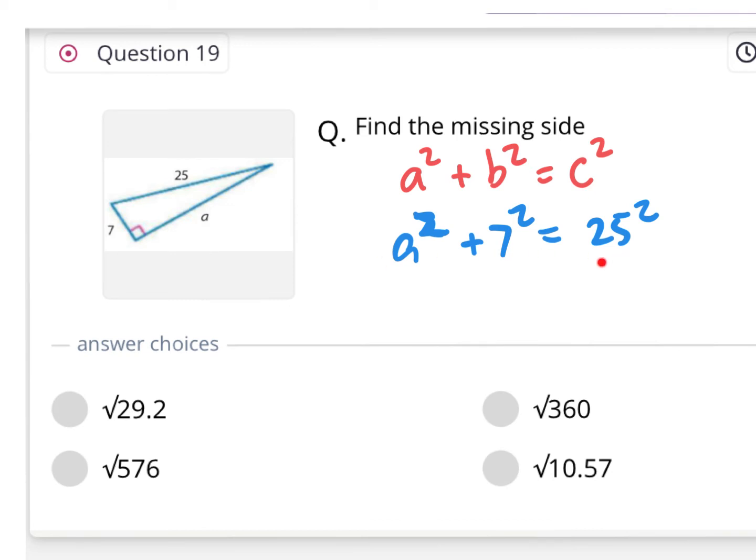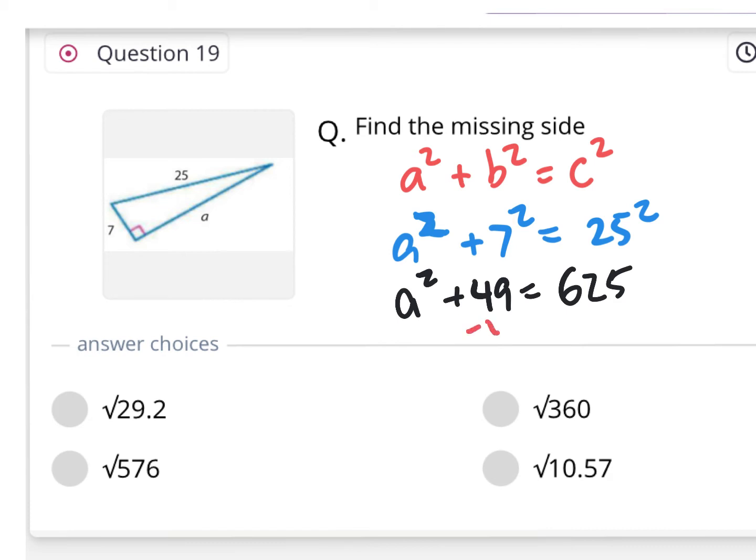Notice that on this one I didn't put parentheses. It's really not necessary unless you actually have like square root values. Then it'd be a good idea to use parentheses. Anyway, let's continue solving here. We have a squared plus 49 equaling, hey Siri, what's 25 times 25? 25 times 25 is 625. Thank you very much, Siri.